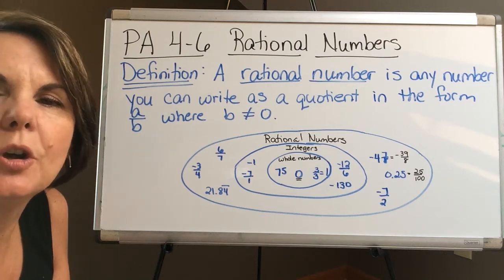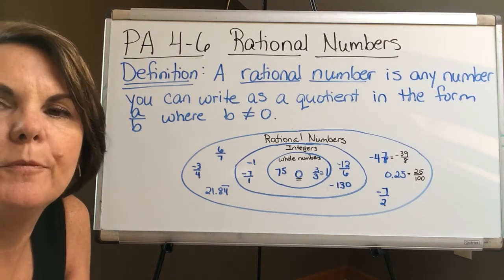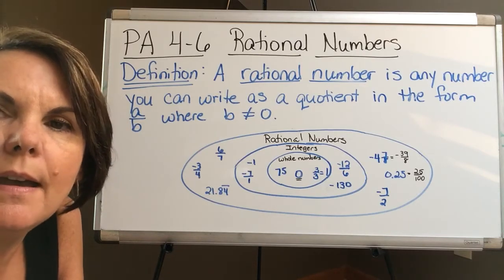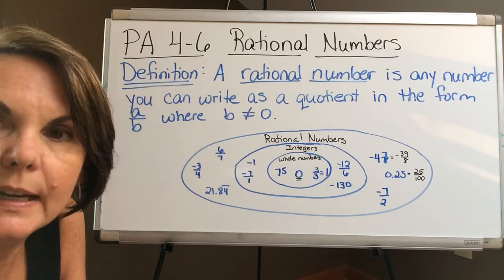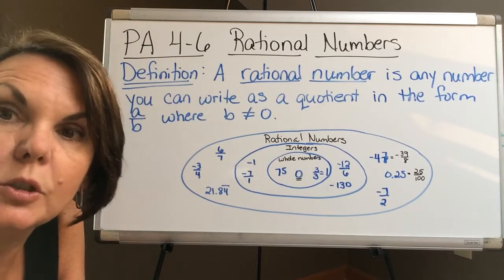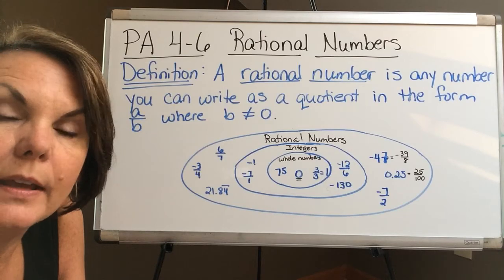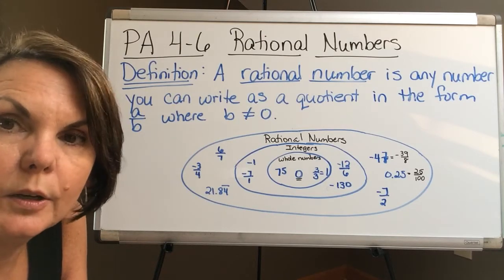Hi, today we're going to talk about rational numbers. First, let's discuss a definition of what a rational number is. It's any number that can be written as a quotient. Quotient means a division problem in the form a over b. So a is the numerator, b is the denominator.